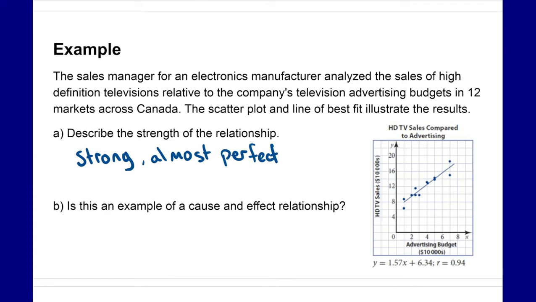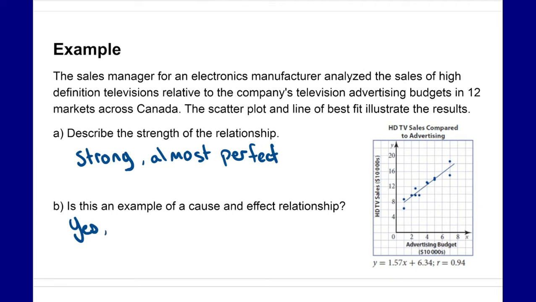Is this an example of a cause and effect relationship? Could we sit here and say that yes, one causes the other? Again, there may be a lot of other factors behind it, but would it be reasonable to say that it's a cause and effect relationship? Would it be safe to say that as our advertising budget increases, so does our sale of HD TVs? In this case, I would say yes. Yes, it is reasonable to believe that one causes the other.